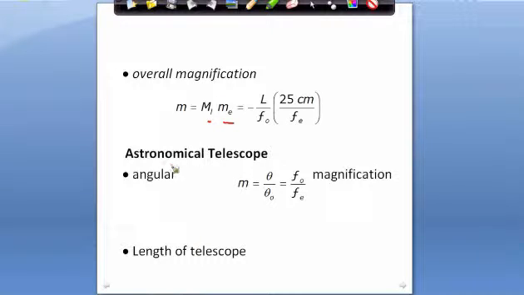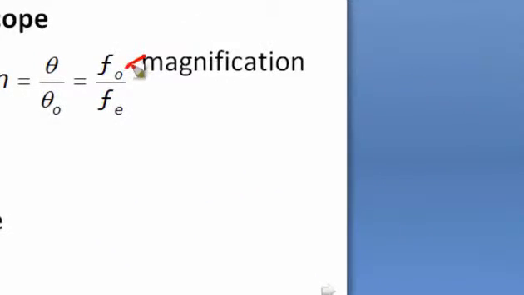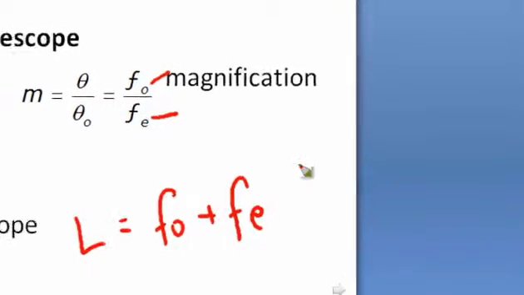You also have astronomical telescopes, and again the magnification of the telescope is given by f0, the focal length of the objective, divided by the focal length of the eyepiece. The length of the telescope will be equal to f0 plus f.